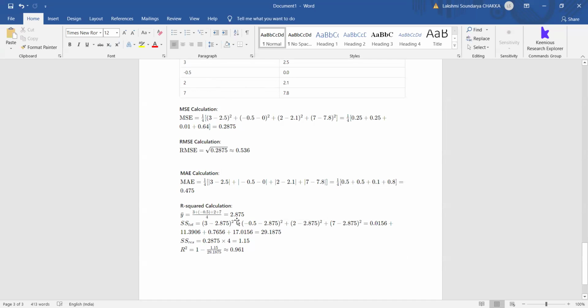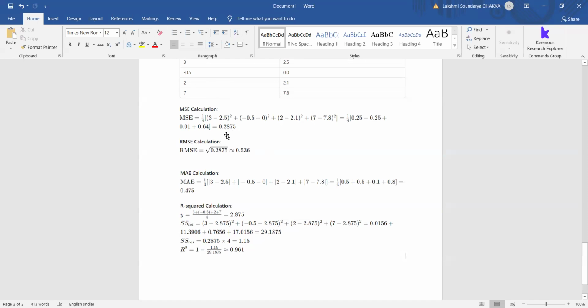What are we doing here? We are taking the actual values minus y dash. What we saw previously is that y dash is nothing but the mean of y. We found the mean of all these, and for finding the total, we take yi minus y dash whole square. That's what we are doing, and this is the result we got: 29.1875. And we need to find the residuals.